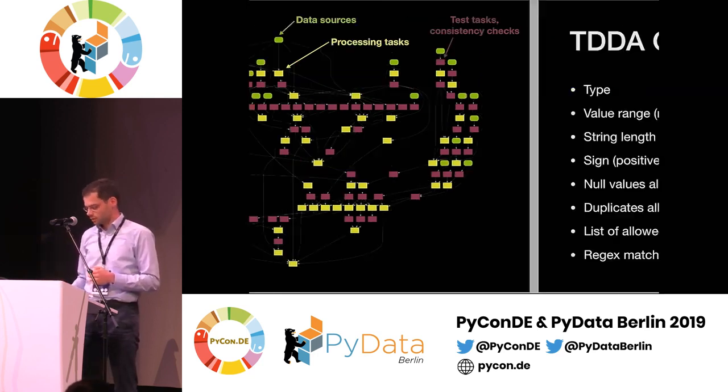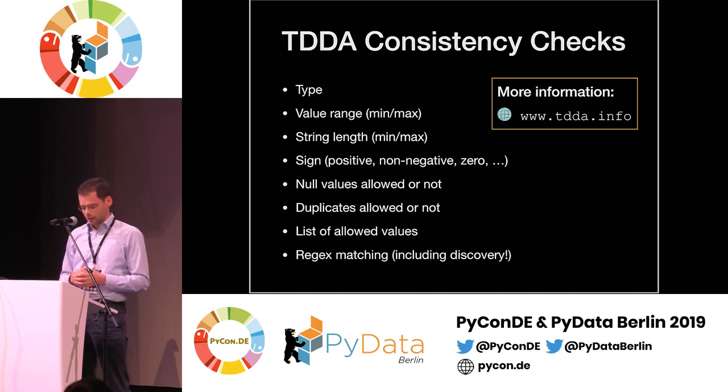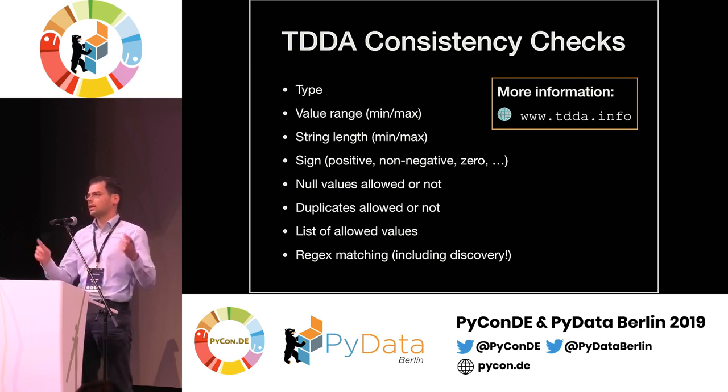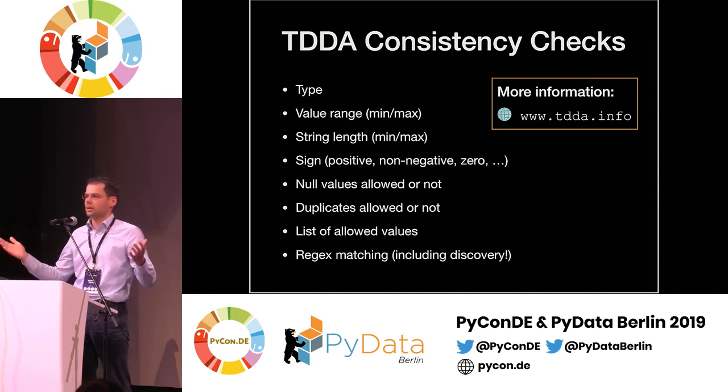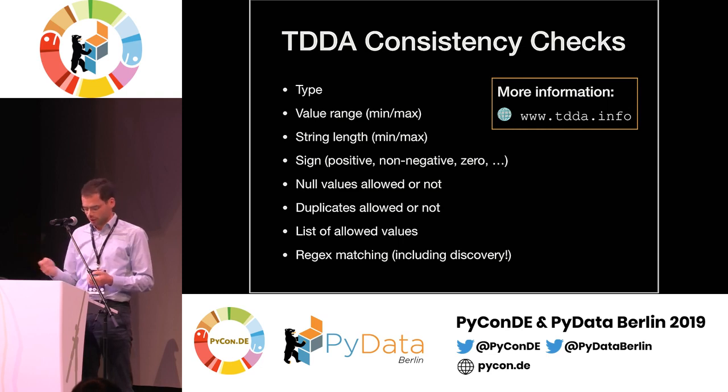Now, what do these tasks do? They do consistency checks, like, is my data the right type? Is, I don't know, my year between 1990 and 2019? If I have a string representing a city, it cannot be shorter than maybe 3 letters. Is Ulm, is there anything shorter in Germany? I don't think so. Or, for example, it can test for allowed values. So if I have a field representing gender, it may take only one of 3 values.